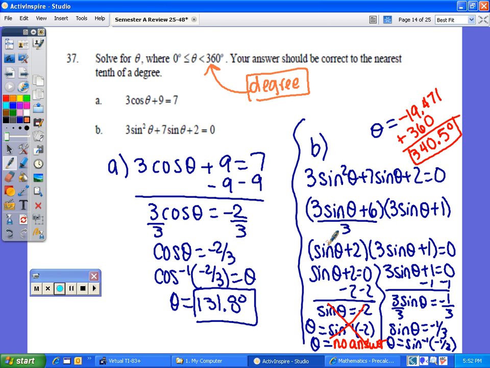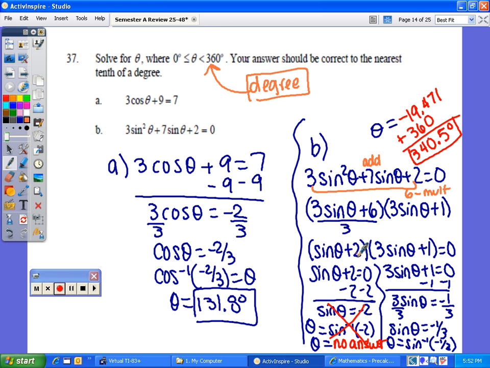This section right here, when you put in, this is factoring. I found two numbers that add up to 7 and multiply to give me 6. And I found out that it was 6 and 1, and then I put 3 twice, reduced one of them, and got sine of theta plus 2 and 3 sine theta plus 1.